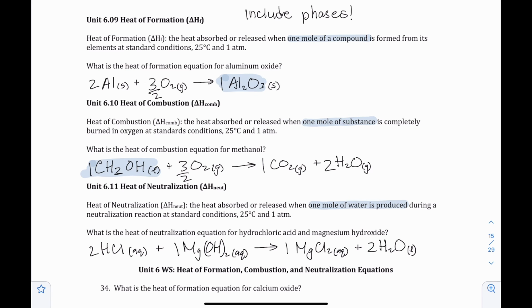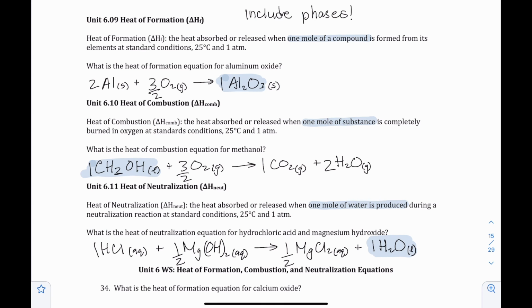But again, we want 1 mole of water being produced. So we're going to divide by 2 across the board in order to get 1 mole of water produced in the reaction.